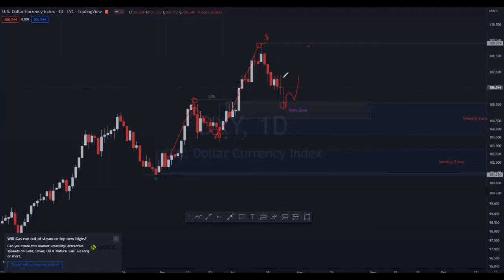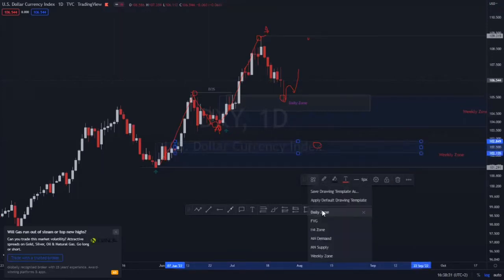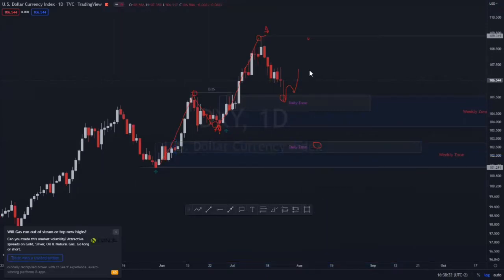Now, say, for example, this zone over here does not hold. It means I'm going to be buying from this one over here. So basically, that's all I'm saying, right? So these are the two scenarios. If the market breaks the zone, I'm going to expect buys on the dollar index from this one over here. And this is all I have for the dollar index. Let's move on to another pair.